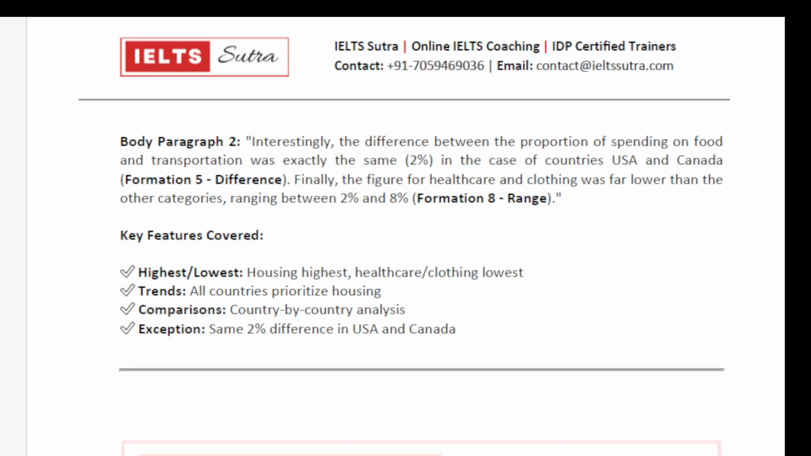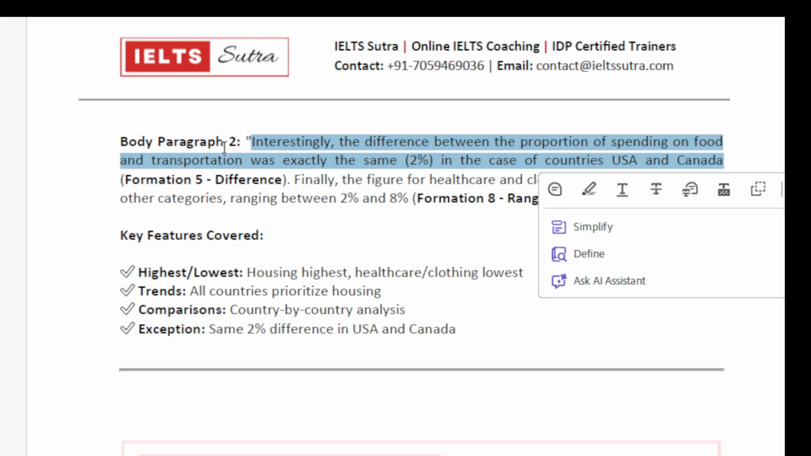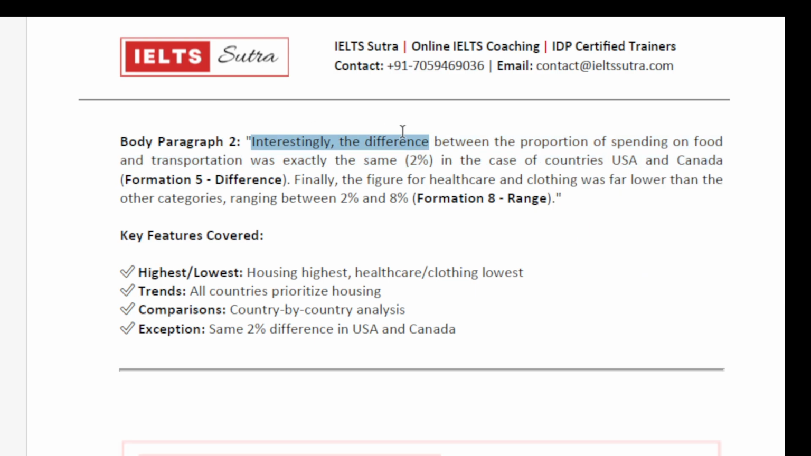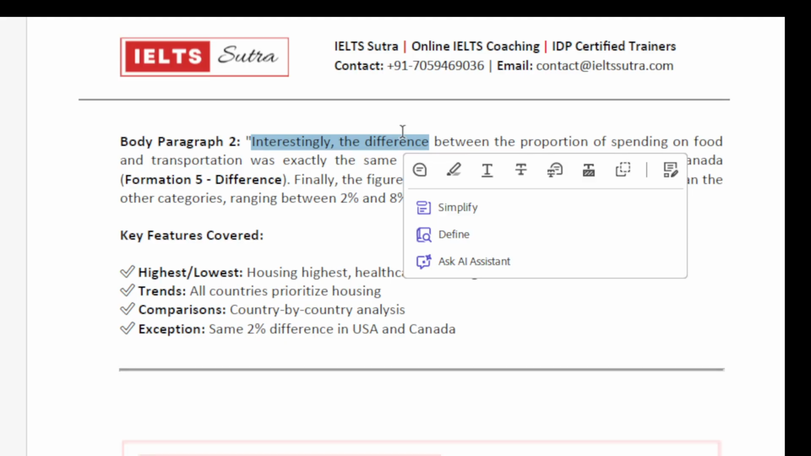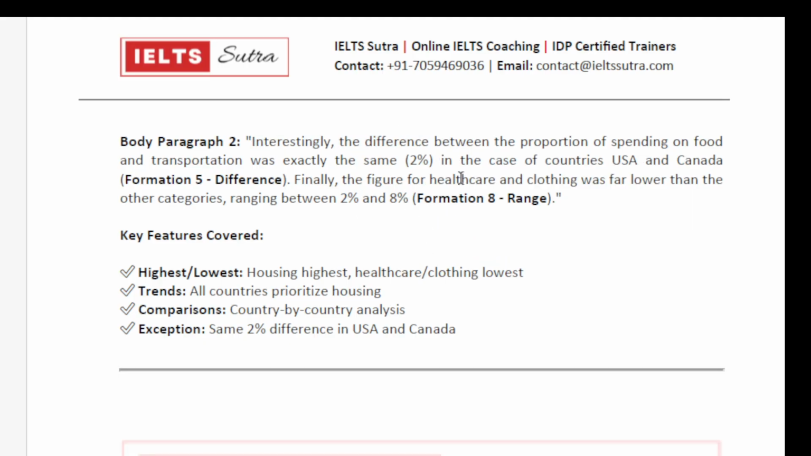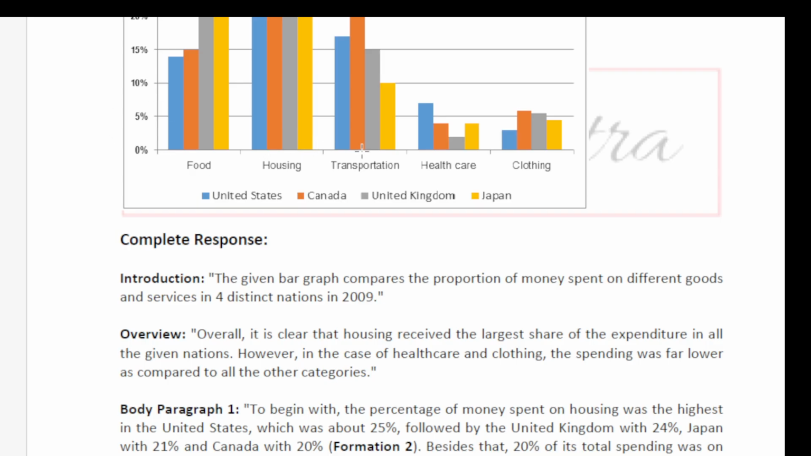Then after that, I am writing the difference formation for another data set, comparing USA and Canada in the case of transportation only. Interestingly, there was a difference between the percentage of spending on food and transportation, and it was exactly the same in both the countries, USA and Canada. In both, there was a difference of 2% in the percentage of money spent on transportation.